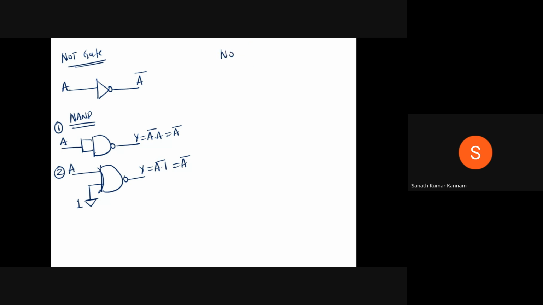Similarly, to implement it using a NOR gate, the inputs are tied together and given to the NOR gate. So this is A, and A or A, whole bar, equals A bar. This is one representation. The second representation: here this one is A, and the other input I can give to ground, logic 0.